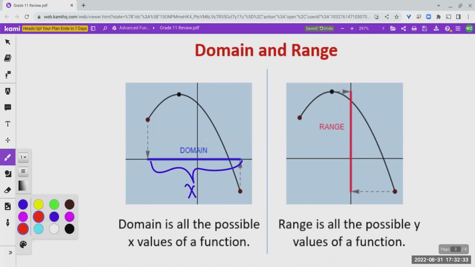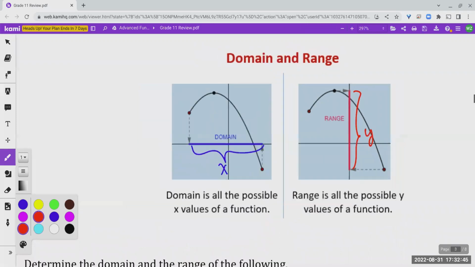Range, well, that's just all the y values, right? And recall y is on the vertical axis. So you have the same curve, you have the maximum point and the minimum point, and yeah, the range is all of the values in between.